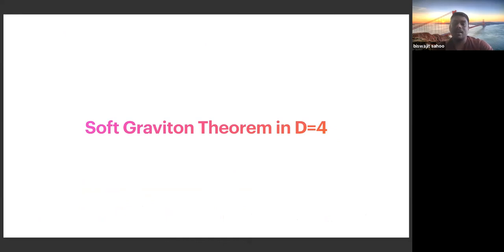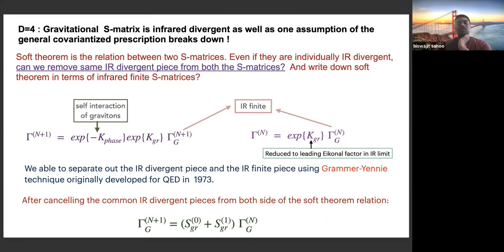Now, can we do a similar thing, try to derive soft theorem in d equal to 4? In d equal to 4, the main problem is that the S matrix is infrared divergent. If it is a divergent quantity, then how can we relate divergent quantities, or how to derive soft theorem, or whether those really make sense, because we are relating infinities.